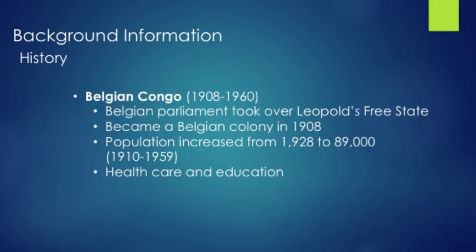From 1908 to 1960 then, the country was known as the Belgian Congo. Belgian Parliament took over Leopold's Free State during this time. It then became a Belgian colony in 1908. From 1910 to 1959, the population increased from 1,928 to 89,000. During this time, healthcare and education became more of an importance as well.